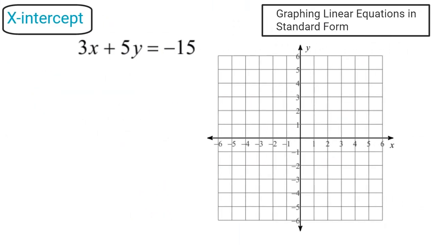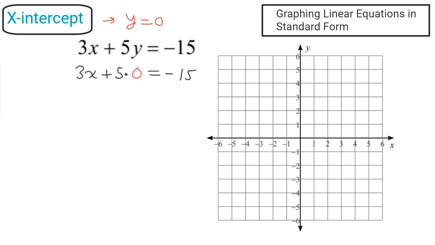So say I want to graph the linear equation in standard form 3x plus 5y equals negative 15. So I want to find the x-intercept first. In order to do that, I need to remember that the x-intercept happens whenever y is equal to 0. So what I need to do is then rewrite my equation 3x plus 5 times y, but instead I'll replace the y with 0. Okay, and this will be equal to negative 15.